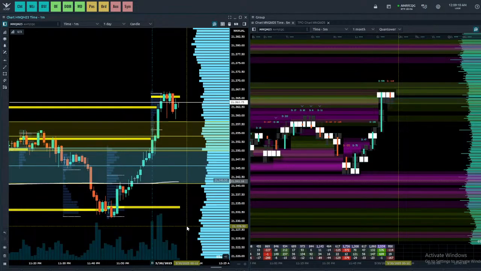What broker I use. This is basically like TopStep, Quantower.